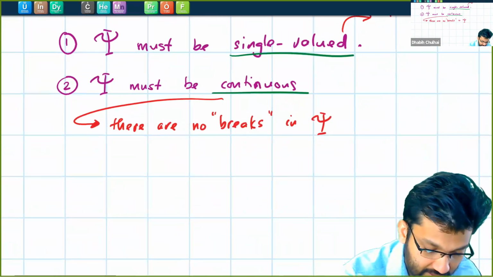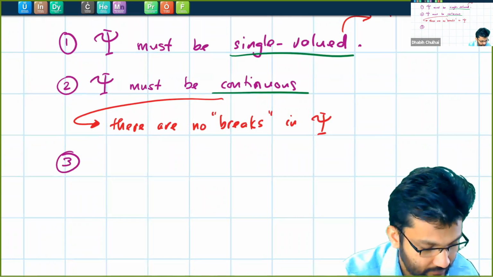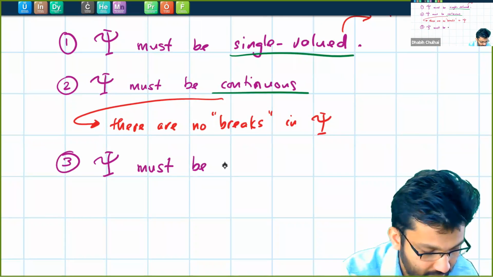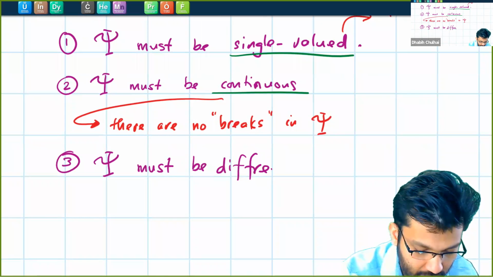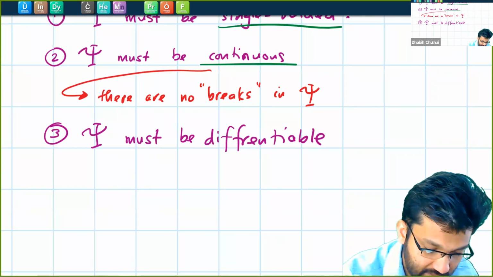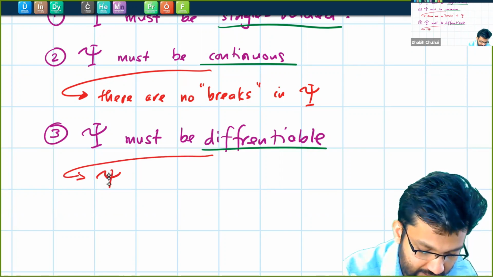So let's look at another one. Psi must be differentiable, which really just means that psi must have a gradient.